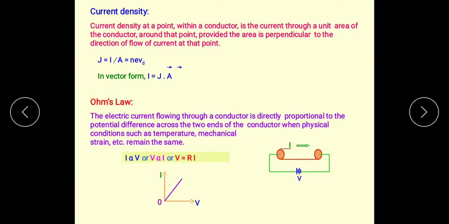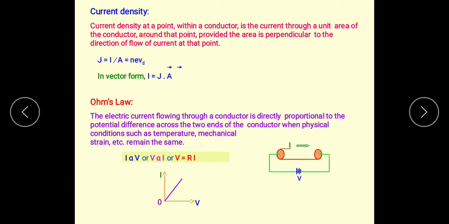Next is the current density. Current density, what is this? This is the current flowing through a unit area of the conductor. Inside the conductor, if we consider a unit area, then the current flowing through this area is known as current density. So the current per unit area is the current density.